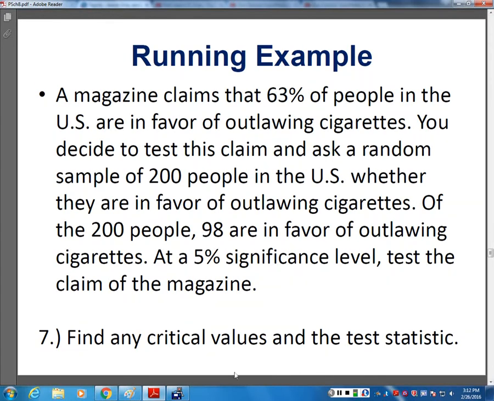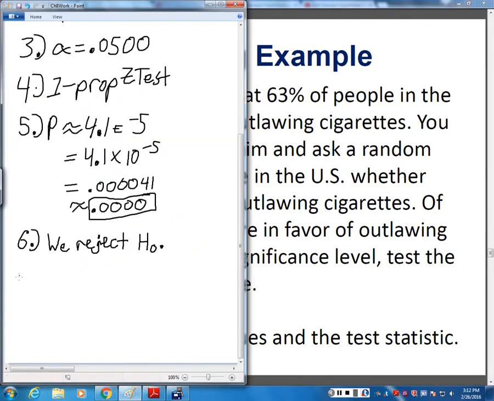So let's do that for our running example. We'll find any critical values and the test statistic. In this particular hypothesis test, we're using a normal distribution. Alpha was 0.05. So there will be half of alpha in each tail because this is a two-tailed hypothesis test. Now if I were only using one tail, then I would have all of alpha in that one tail. But because this is a two-tailed test, the tails will share the significance level.